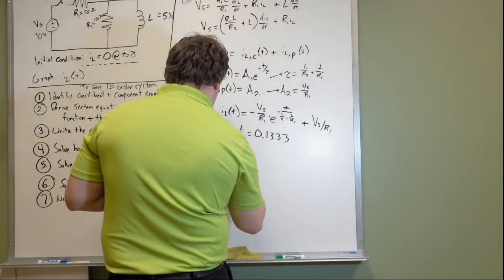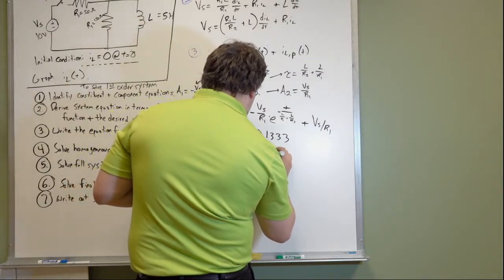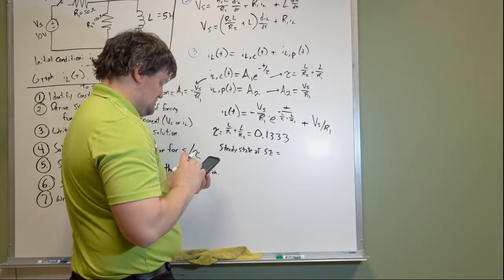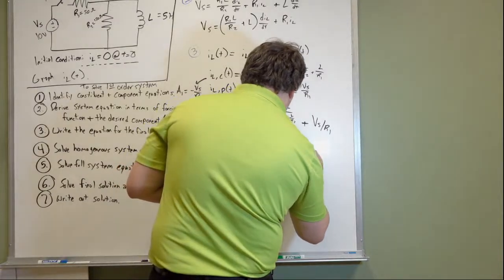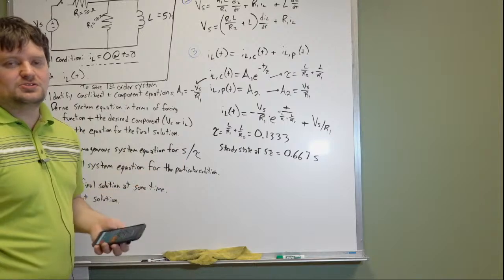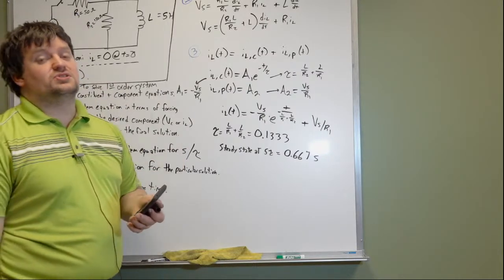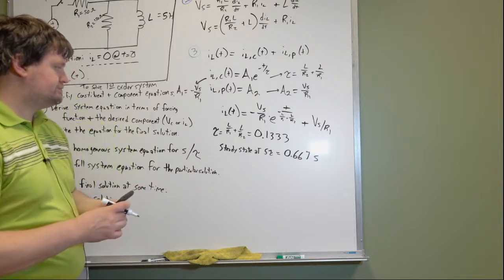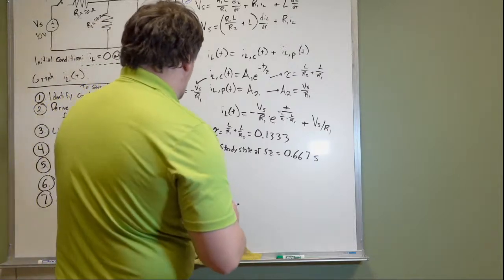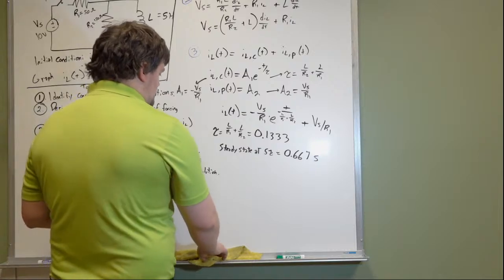So how long does it take to reach equilibrium? Steady state happens at 5 tau, which if I multiply this number by 5, is equal to 0.667 seconds. So about 2/3 of a second after that switch is flipped, this system has reached equilibrium. Okay, so that's good to know.